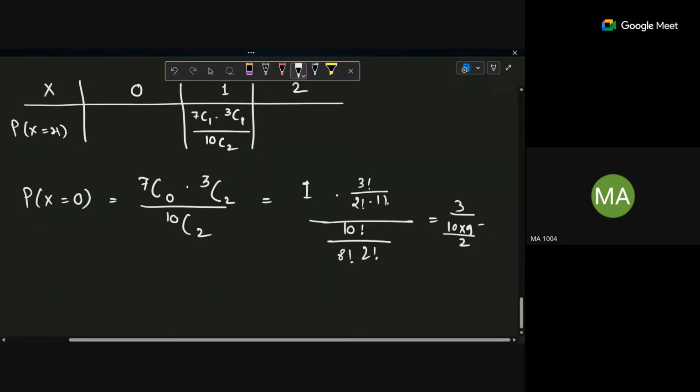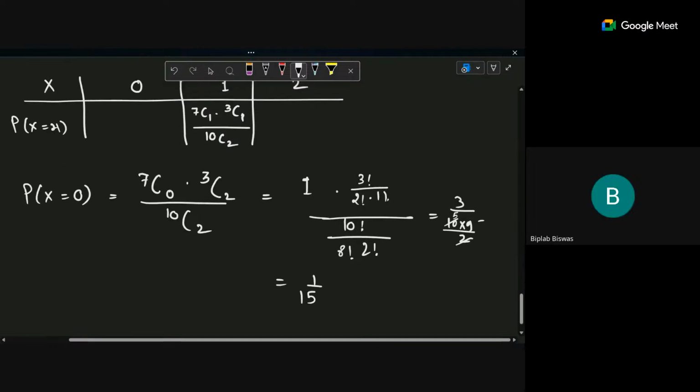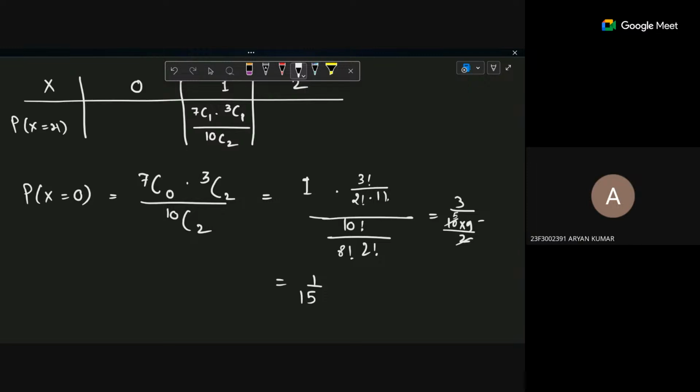Fine. So it's again 3 by 45, that means 1 by 15. Fine. Ma'am, I have a doubt. Can we not do it like when we are doing 1 by 1, means without replacement?